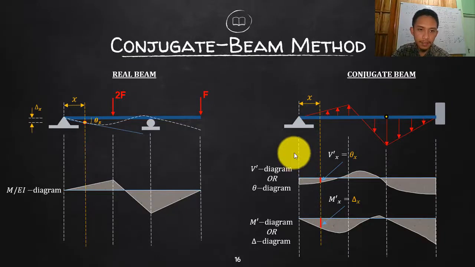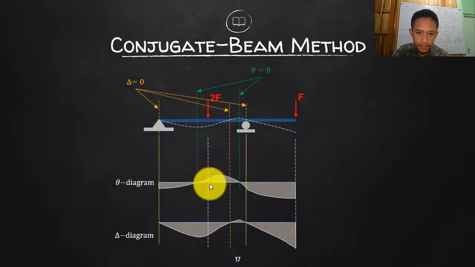So if these are 0, in this case at this point and that point your theta is 0. If you look at the elastic curve, that is the deformed shape of your beam. Why is it that your theta here is 0? Because if you draw a tangent there, it is parallel to the original beam, or the horizontal. So there is no intersection, so there is no angle, so that is 0.